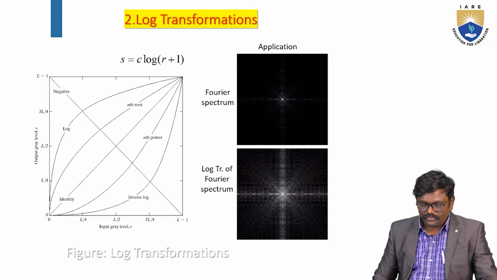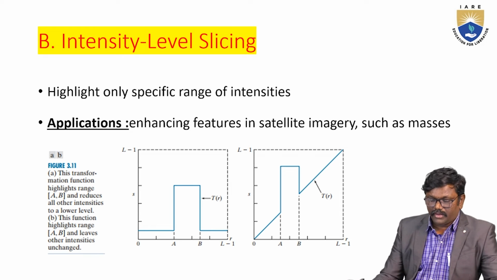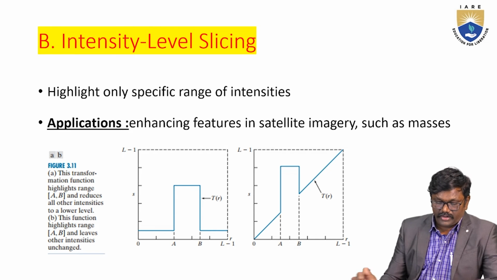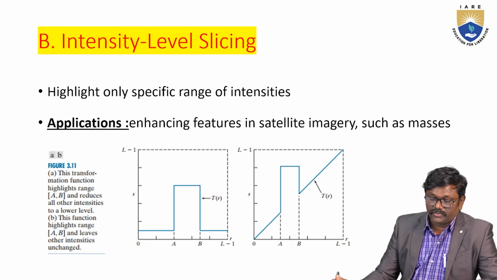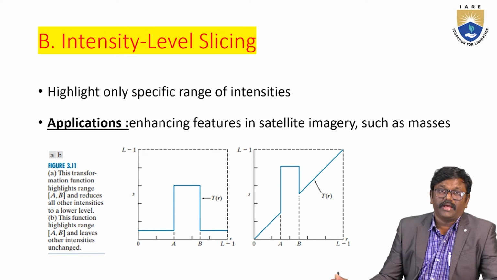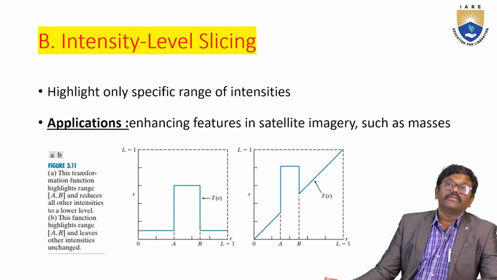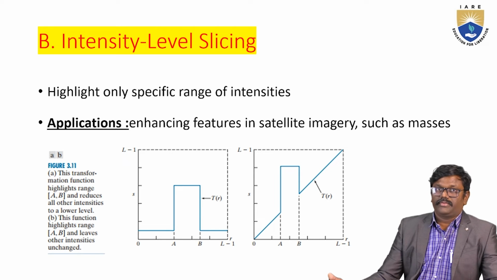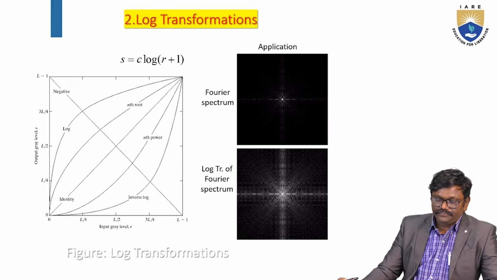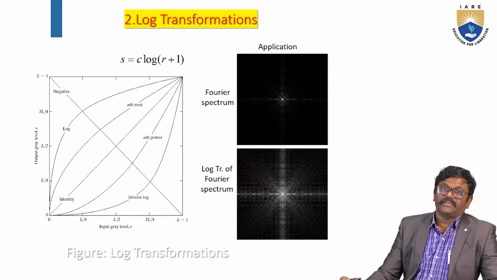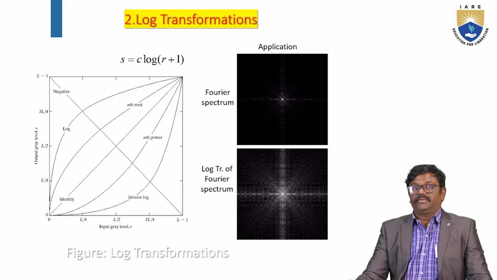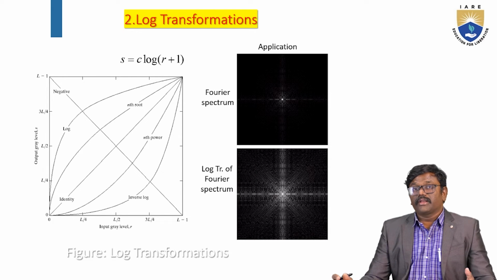This is one of the enhancing features in satellite imagery, such as masses. You see here, at present, the specific ranges of intensities are being highlighted in terms of the intensity level slicing process also. So that's why the intensity transformations are very important. Okay, so coming to the second function of the intensity transformation, it is the log transformation. Okay, the logarithmic transformation is here.